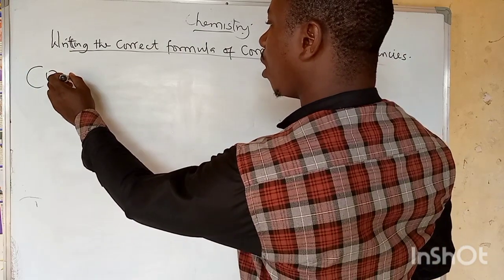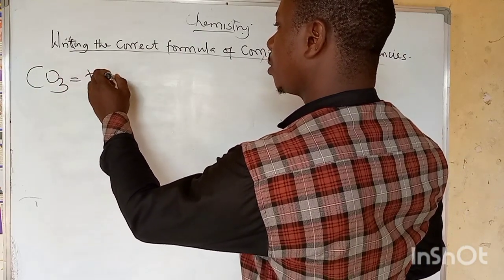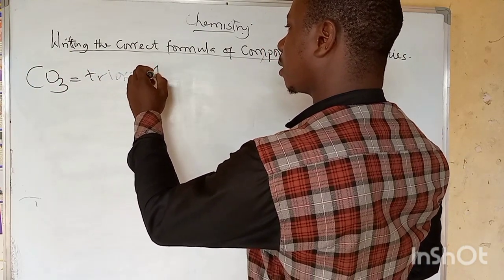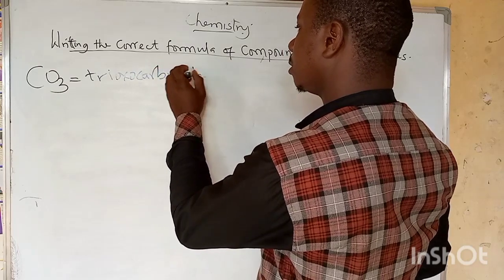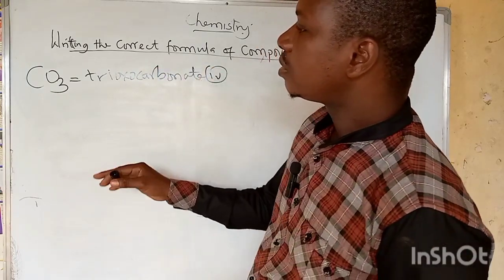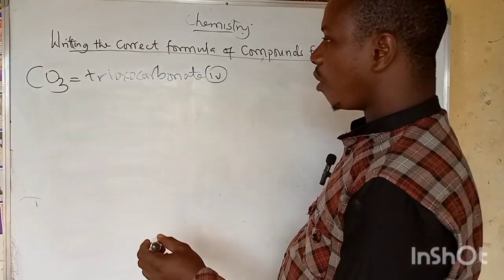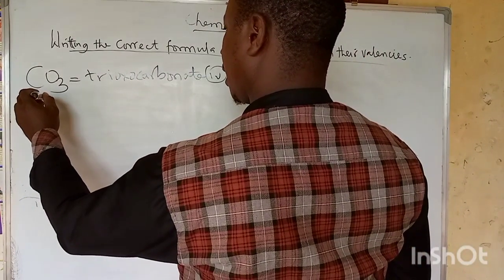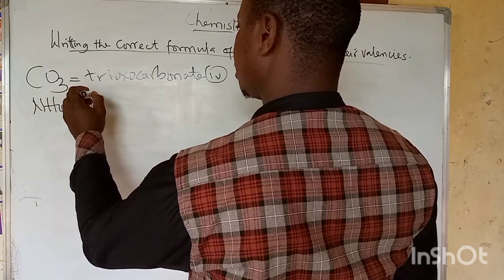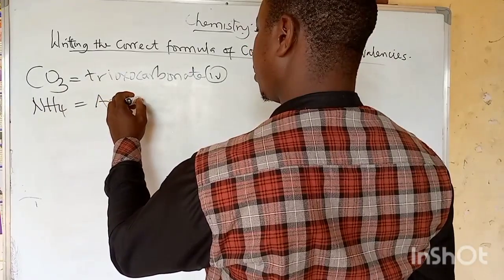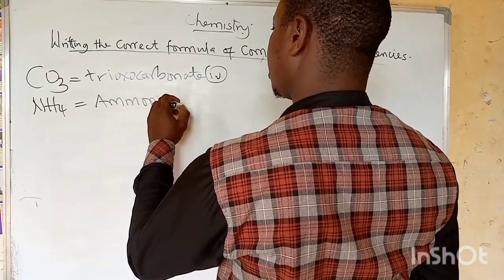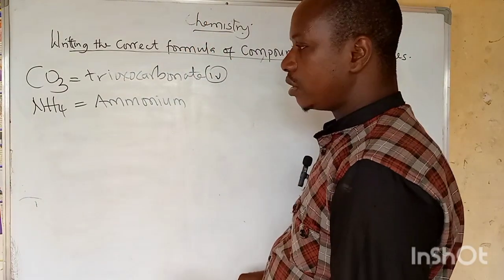So only this one is called trioso carbonate 4. CO3 is trioso carbonate 4. Then NH4 is ammonium. So ammonium. I know why I'm repeating all these things.